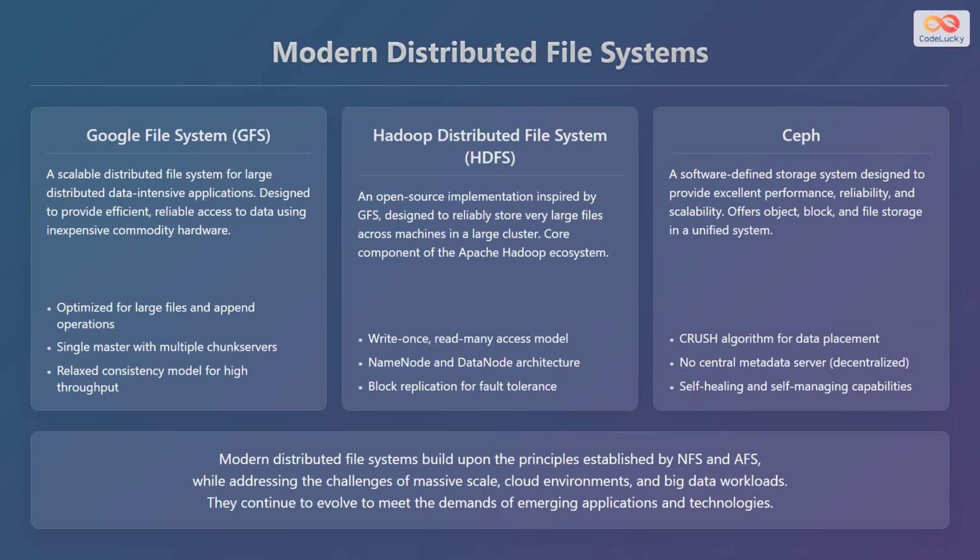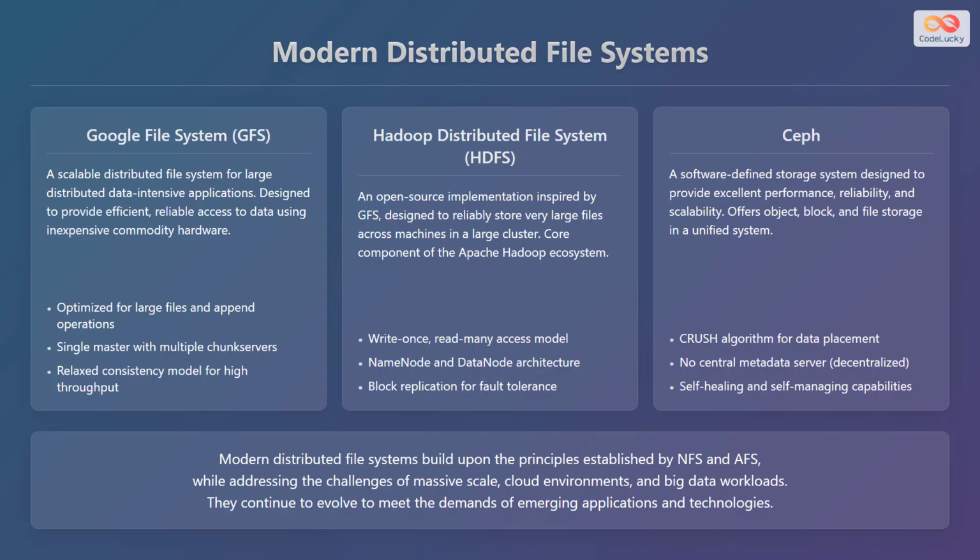Now let's take a look at modern distributed file systems. Modern distributed file systems build upon the principles established by Network File System and Andrew File System while addressing the challenges of massive scale, cloud environments, and big data workloads. Google File System, or GFS, is a scalable distributed file system for large distributed data-intensive applications. It is designed to provide efficient, reliable access to data using inexpensive commodity hardware. It is optimized for large files and append operations, has a single master with multiple chunk servers, and has a relaxed consistency model for high throughput.